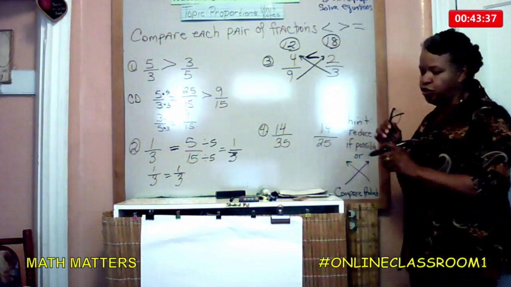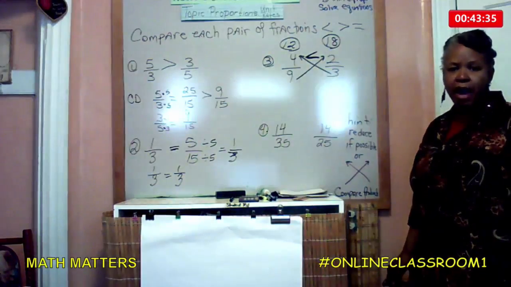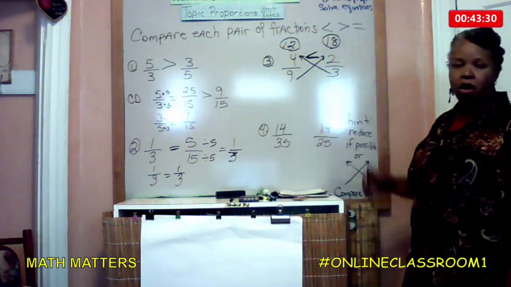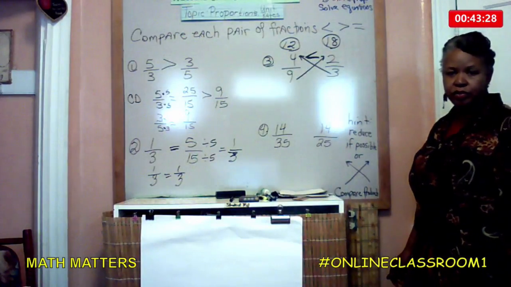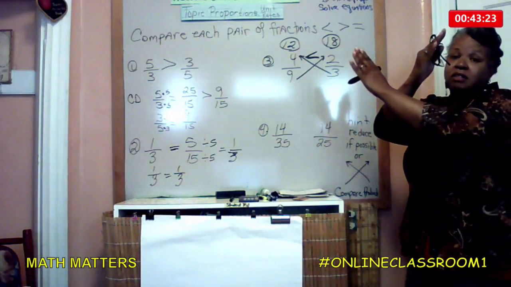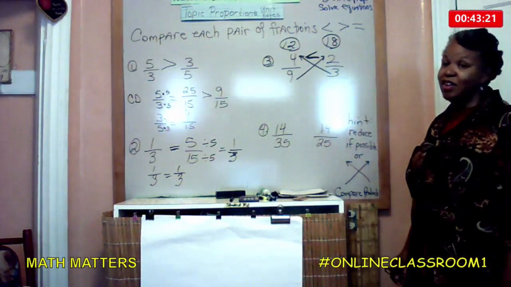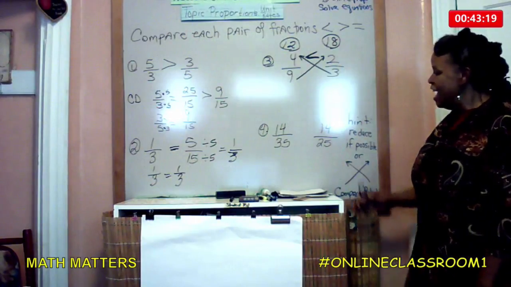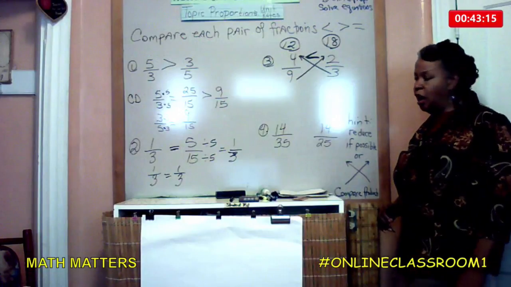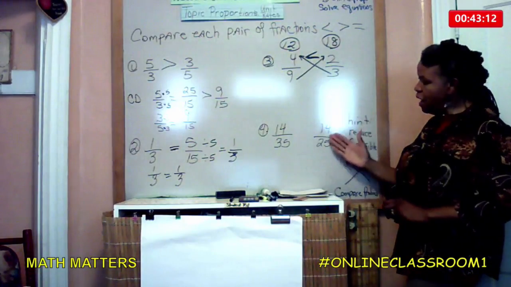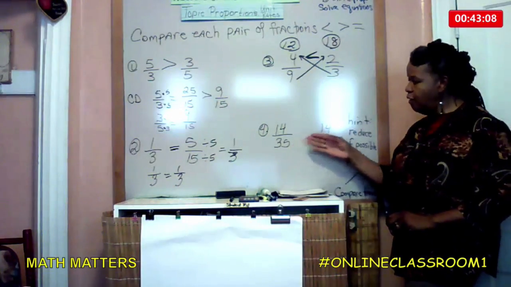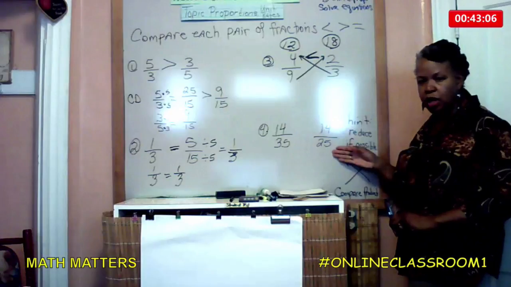So we've got another strategy of how to compare fractions and determine which one is less than, greater than, or equal to. Okay? With that upward cross. It's all in the cross. Let's look at number 4. Another strategy of comparing fractions. I'm comparing 14 over 35 to 14 over 25.